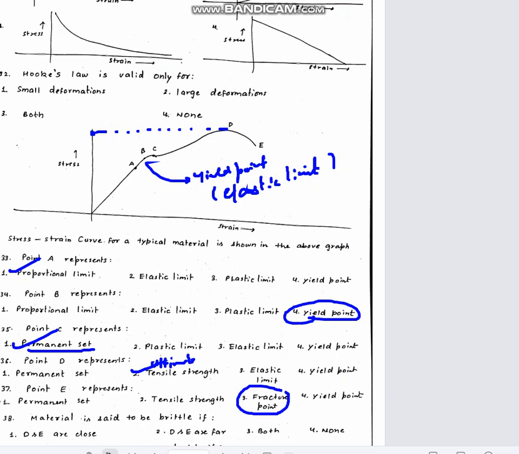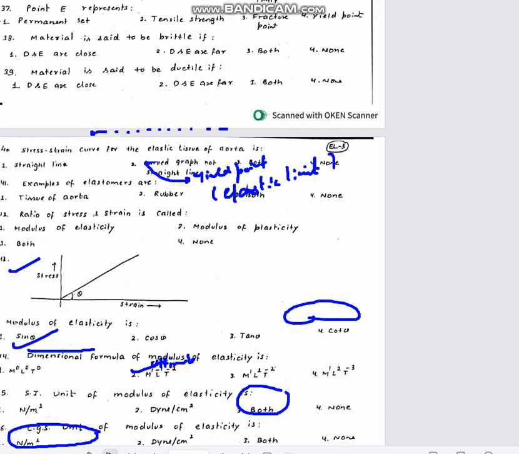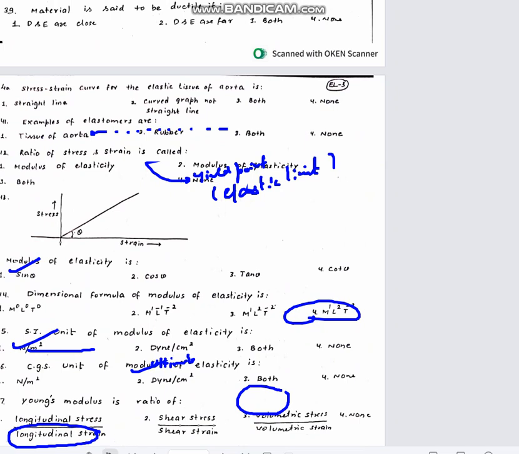Next is material is said to be brittle, so brittle materials means it gets broken down easily, so if the points are closer, that is called a brittle material. Next is material is said to be ductile, so it is said to be ductile when the points are far separated. Point 2 is correct. Next is stress strain curve for the elastic tissue of aorta, so it's a curved graph. Next is examples of elastomers are, so tissue of aorta and rubber both are examples. Third is correct over here.